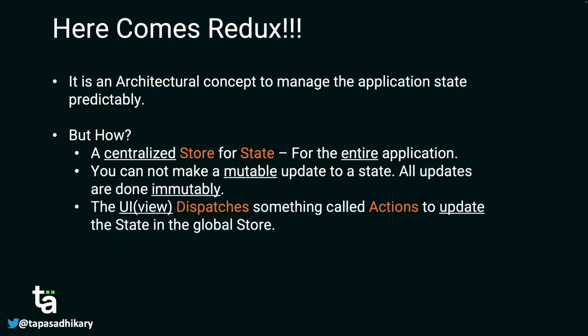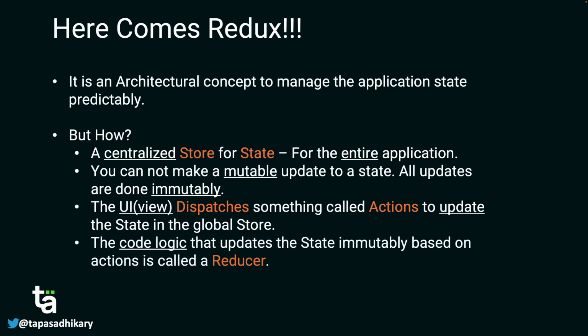Next, the UI or the view part of it dispatches something called an action to update the state in the global store. We have seen one example where a button is clicked, it dispatches an action, and the action does the state changes. We have seen that in a normal component also. It is the same thing over here, but you have to pay attention: whenever the action is dispatched, it updates the state in the global store, because in Redux there is only a global store, and that is what we need to update. Can it update directly? No, it cannot do this update directly. We have to write code logic that actually updates the state immutably. We will again see what exactly immutably means.